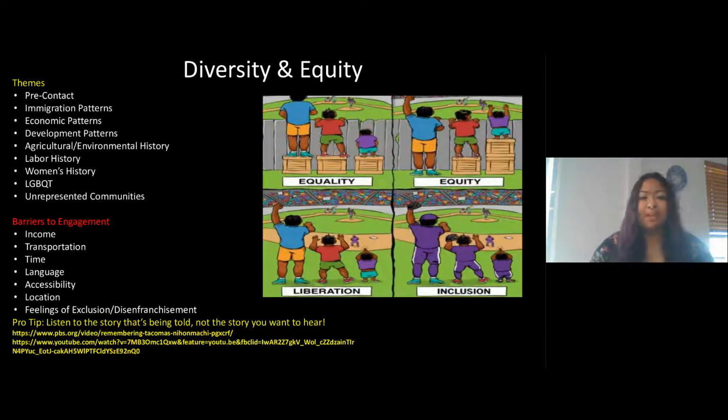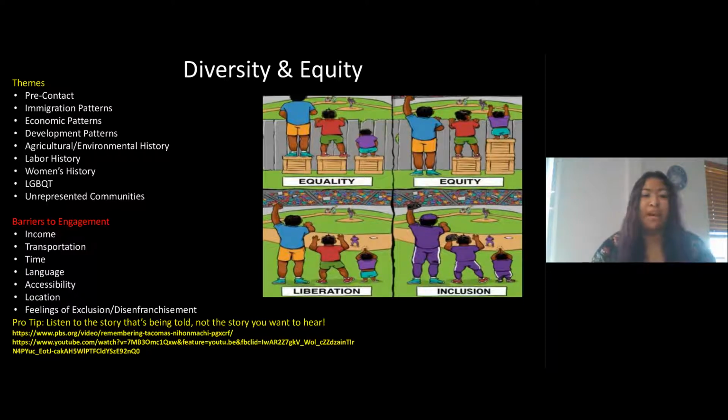Some themes that you should be including every time you're talking about history or community: pre-contact, not prehistory, immigrant patterns, development patterns, environmental history, labor history, women's history, LGBTQ history, underrepresented communities. We often get the reputation that we're just talking about mansions, or we're just talking about high style architecture for rich people in a certain neighborhood. And that's not really what we're trying to do. We're trying to protect the power of place, protect the places that represent the stories of who we are.